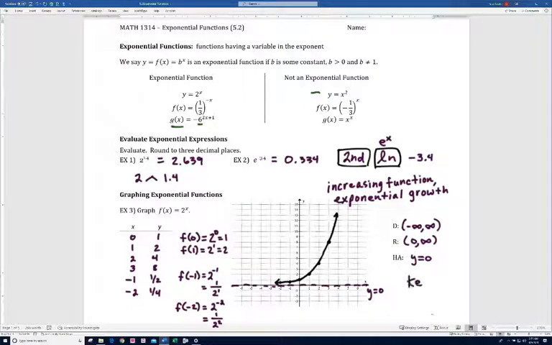Now, what if I were to ask you, what's the key point on this graph? Well, it's (0, 1), which is our y-intercept. So basically what we're going to end up, well actually let's go ahead and do another problem and then we'll do some generalizing.